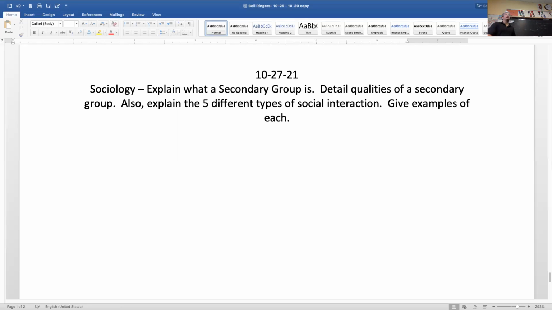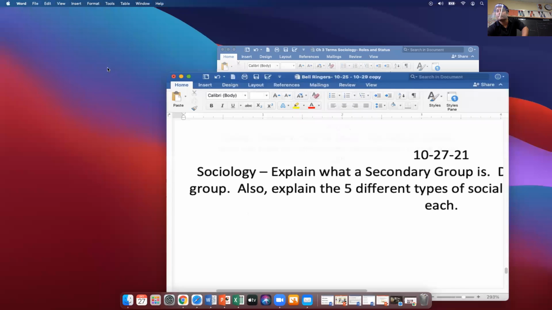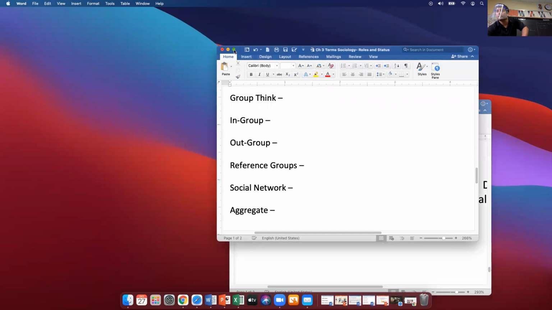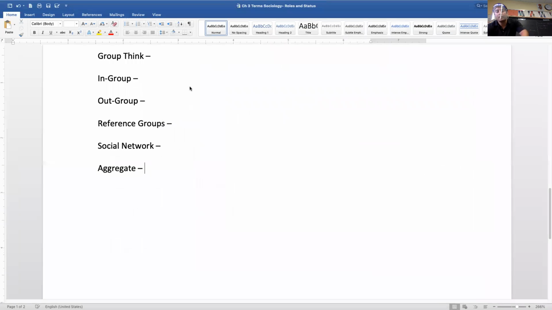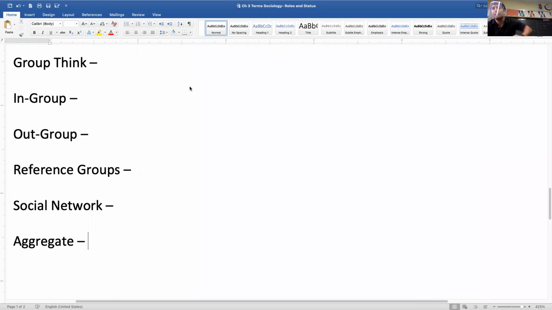Are there any questions on that, guys? All right, terms for today. Here we go, terms. So we're going to finish up talking about certain groups. And like I said, tomorrow I'd like to get involved in some psychology experiments that reflect groups, roles, statuses. That I think is a good example of how they kind of all come together. You have groupthink, in-group, out-group, reference group, social network, and aggregate.